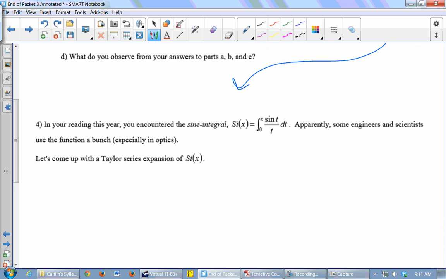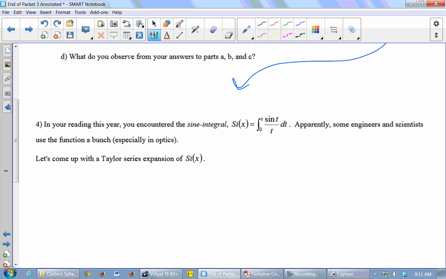Okay, so in part of your reading this year, you might have encountered the sine integral. If you did your reading? It's called psi of x. And it's a function where you plug in an x value, and it's an integral from 0 to that number you plugged in of sine t over t. So it's like a cumulative area function. It measures the area under sine t over t from 0 to any number you put in. So apparently some engineers and scientists use this function a lot, especially in optics.